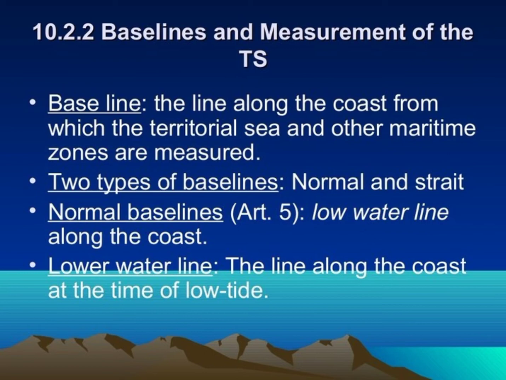Baseline: the line along the coast from which the territorial sea and the other maritime zones are measured. Two types of baseline, the normal and the straight. Normal baseline: the low water line along the coast. Low water line: the line along the coast at the time of low tide.